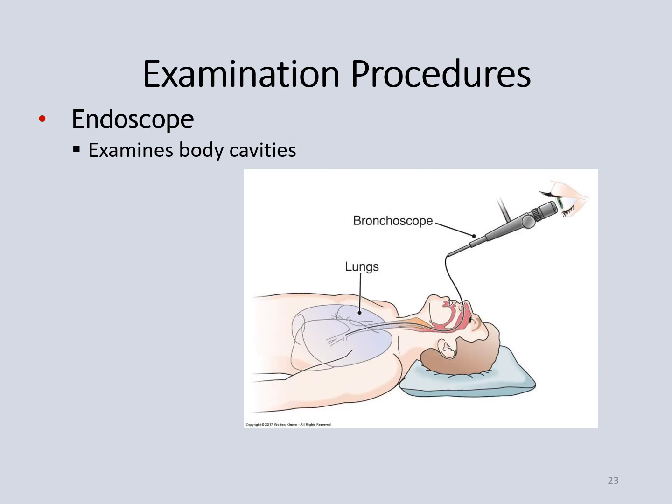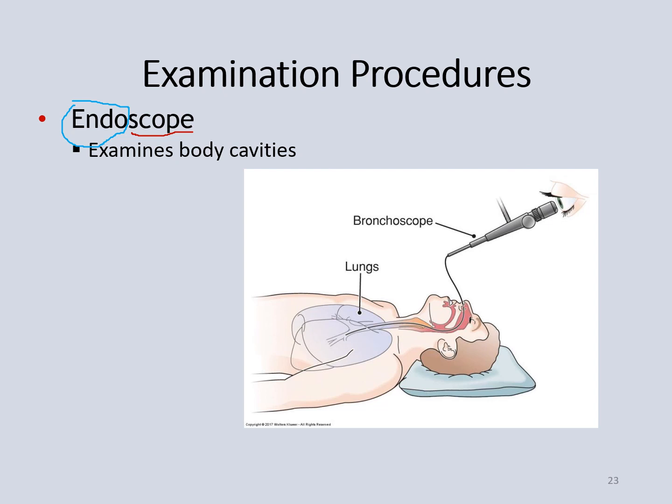I talked about a scope a little bit. Scope just simply means a tool for visualization. An endoscope is used to look inside the body. So this combining form endo right here just means inside. Anything with in, either in or en, refers to something interior or inside. So an endoscope is used to look at the inside of body cavities. The example that we have in this picture right here is a bronchoscope, specifically used to look into the lungs.